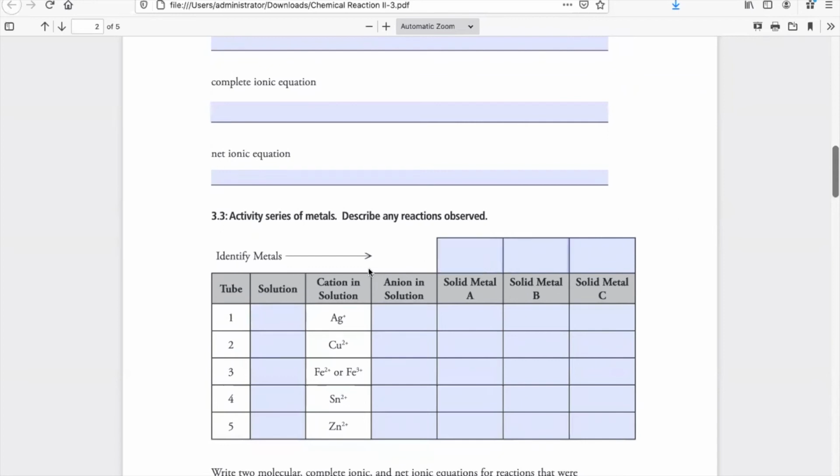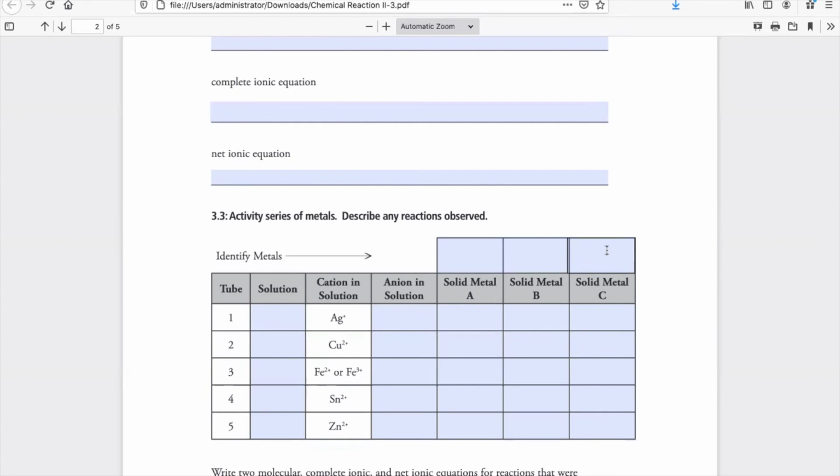On the simulation, what type of metal is being used? There are several metals. Is it zinc? Is it copper? Is it magnesium? Whatever is used on test tube A or test tube B or test tube C, you indicate the metal here, what metal is being used.